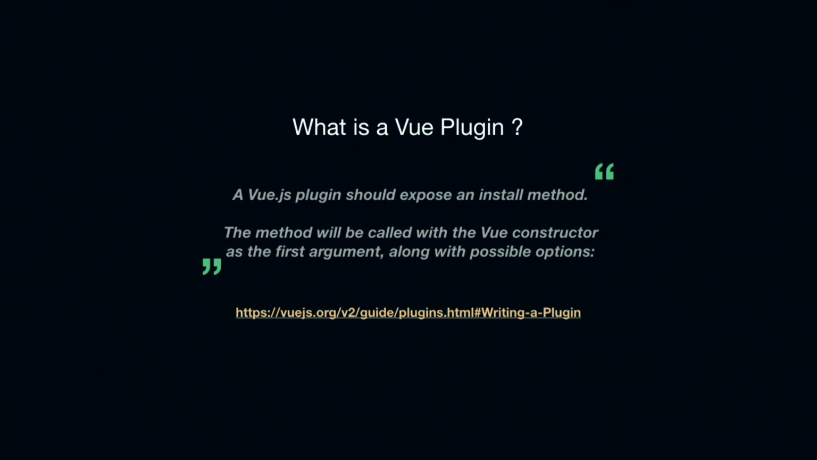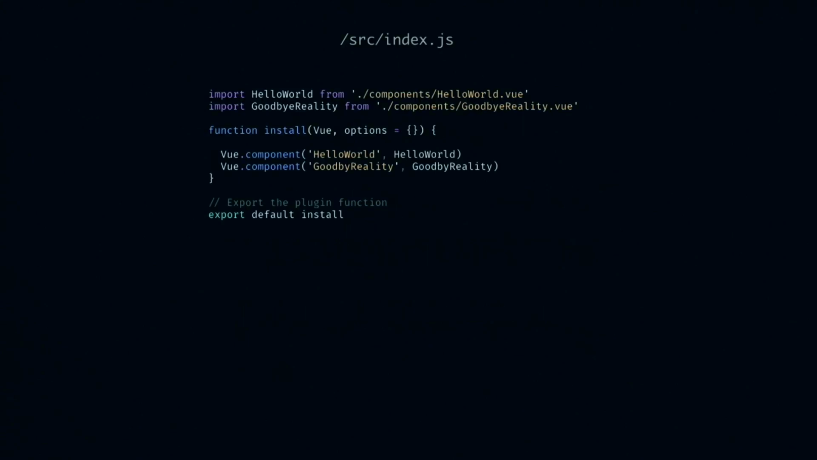So what is a Vue plugin? A Vue plugin is very simple. A Vue plugin is just a function that receives the Vue constructor as its first argument, and optionally an object with options as the second argument. There's more to read in the documentation about it, but it's very simple. It just looks like this, right?